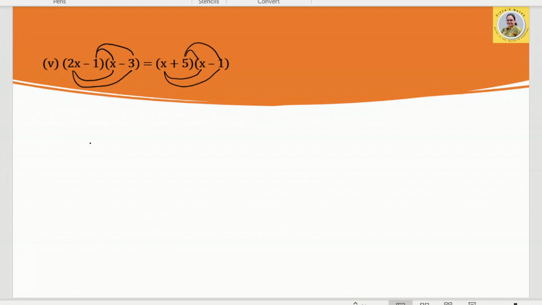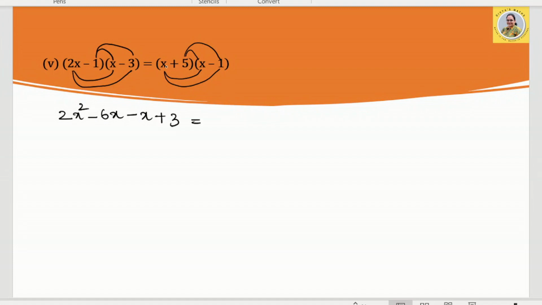So let us remove the brackets. First we will multiply 2x with x, you will get 2x square. Then we will multiply 2x with minus 3, you will get minus 6x. Then you will multiply minus 1 with x, which is minus x. Then minus 1 with minus 3, which is plus 3.